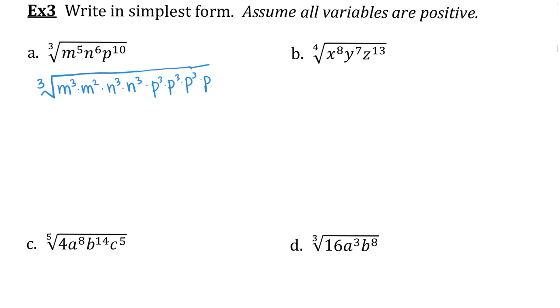Okay, let's see what this turns out to be. Oops, okay, so I can take out, which ones can I take out? I can take out the m, the n, the p, and the p. Okay, let's take all those out. So I take out an m, n, and then a p, so p cubed. Okay, and then left in the radical, I have the m squared and an extra p.